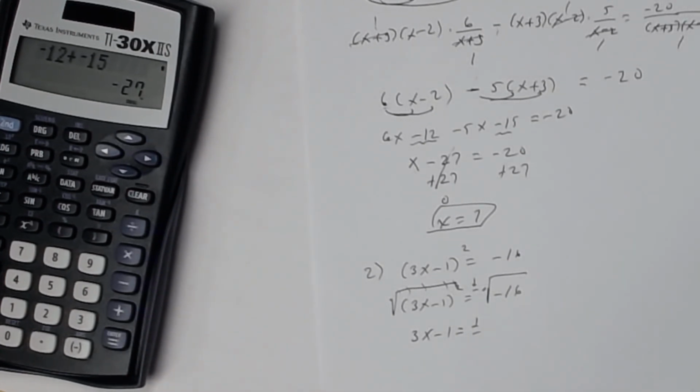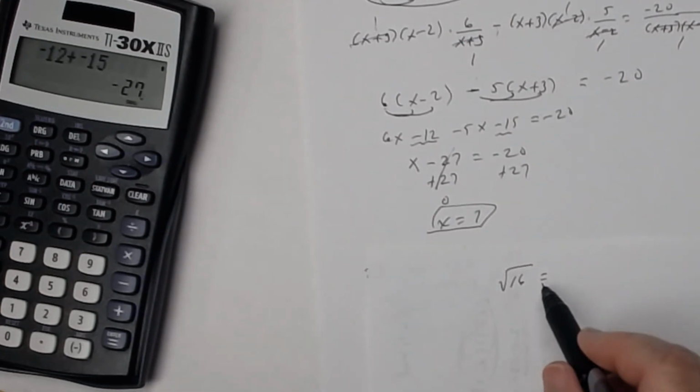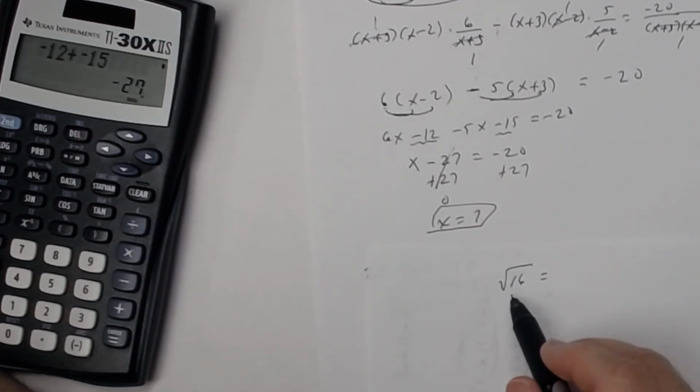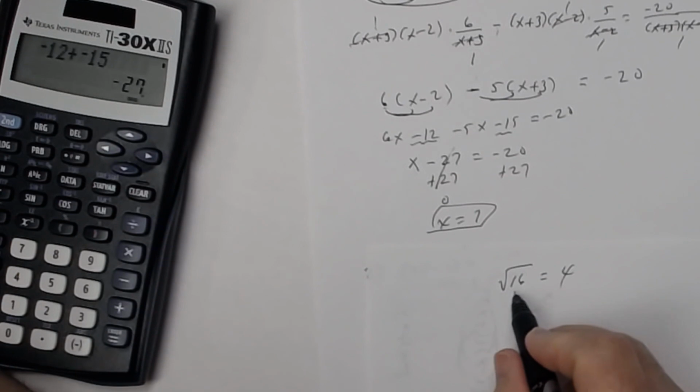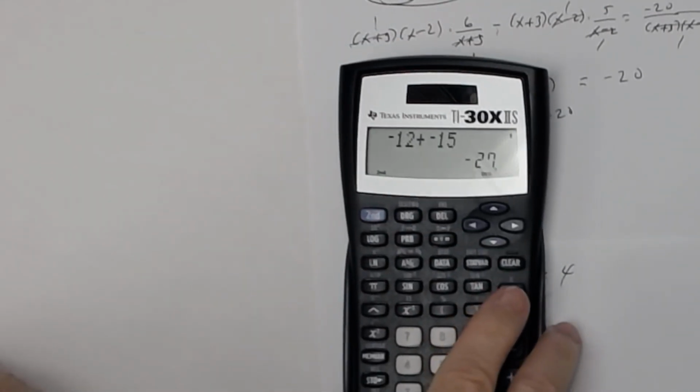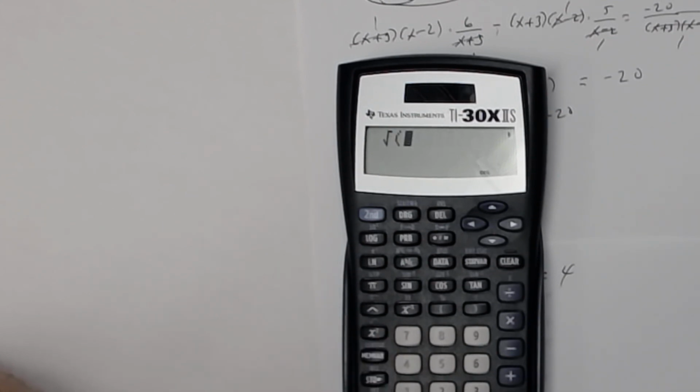Now you have to think about this. We all know that the square root of 16 is... what number times itself is 16? That's what the square root means here. What number times itself is 16? The answer is 4. So the square root of 16 is 4. You can even check it here. Square root, let's get the square root symbol. Square root of 16 equals 4. Okay?